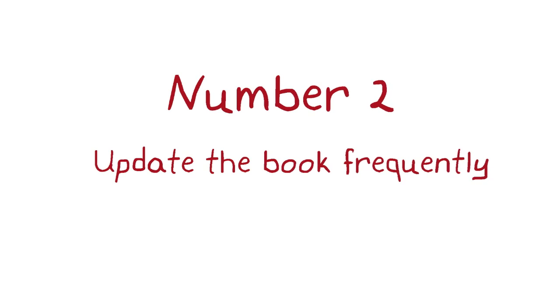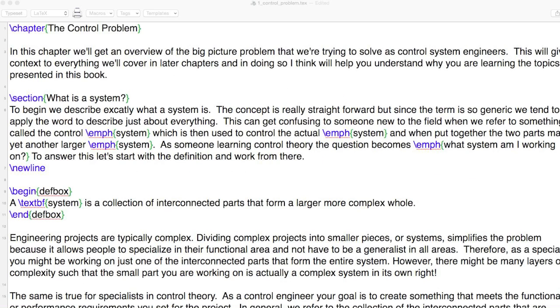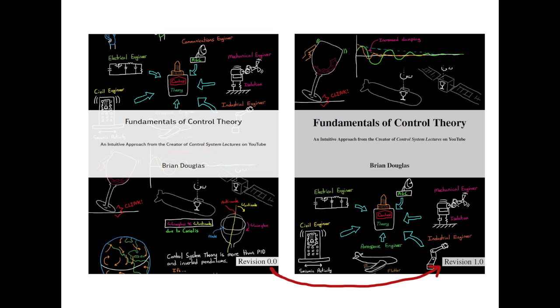Number two, update the book frequently. One of the luxuries of making an ebook is that I can distribute updates quickly. I'm approaching this book more like a distribution of software, where bug fixes and minor layout changes can be updated and distributed as a point release, rather than a major new edition. This quick update and turnaround cycle makes my third goal possible.